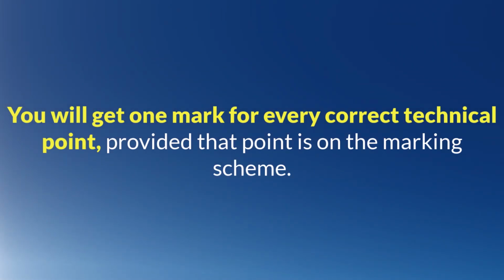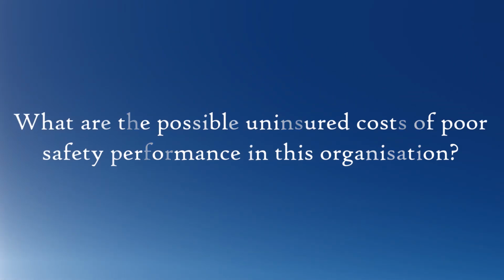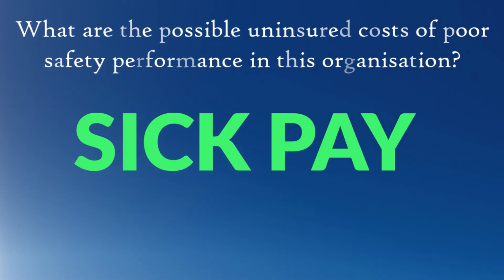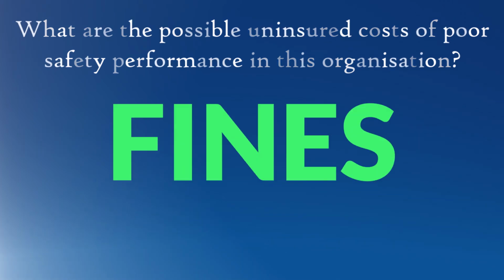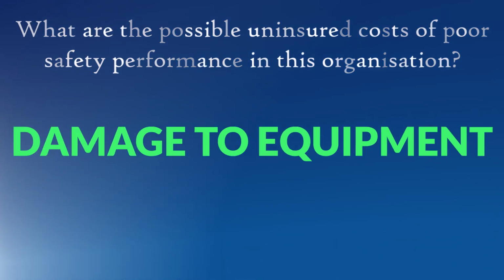And so if you were asked a question about what are the possible uninsured costs of poor safety performance in this organization, you'll get marks for things like sick pay and lost productive time and fines, compensation claims and legal defense costs and damage to equipment and so on. So those are the points that you make. But the guidance actually says a bit more.